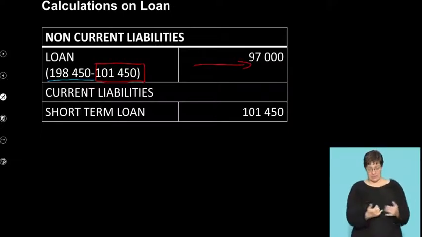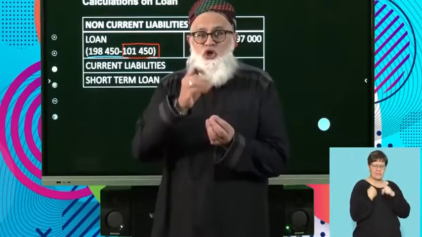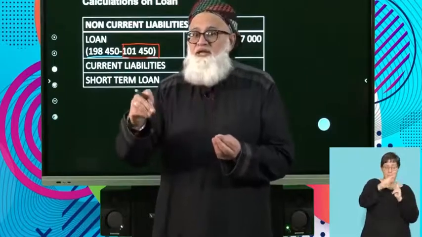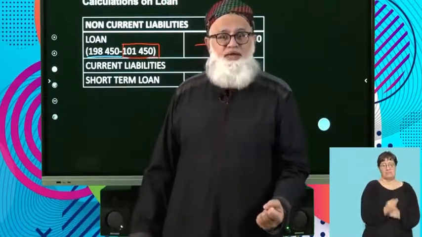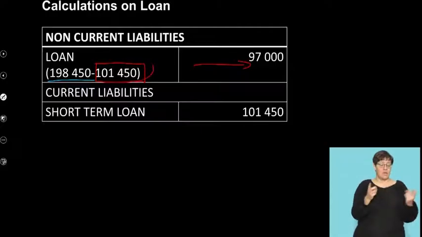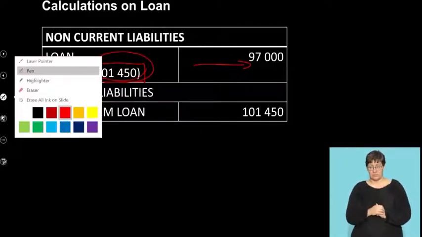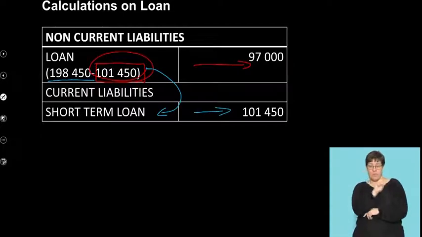Now the moment you subtract that from your non-current liability, so in other words, your non-current liability is your loan that has a repayment period of greater than 12 months. The short-term loan must be taken out, and that's exactly what we are doing. We're removing the short-term loan from our non-current liability. How much are we removing? 101,450. And what are we doing to it? We're replacing it under current liabilities, short-term loan, namely 101,450.